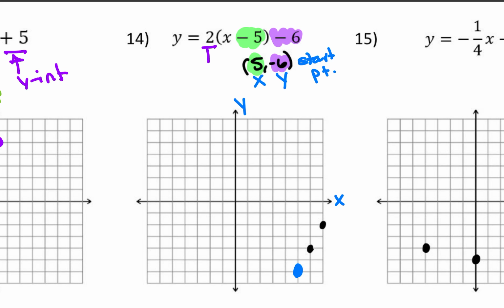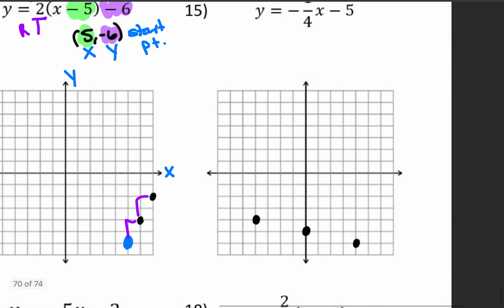Our slope is 2. We have to make sure the fraction is 2 over 1, which means up 2, right 1. And that we can do, so that's how I get to these points here. You don't have to draw these lines. I'm just showing you how this relates to how I got the points.